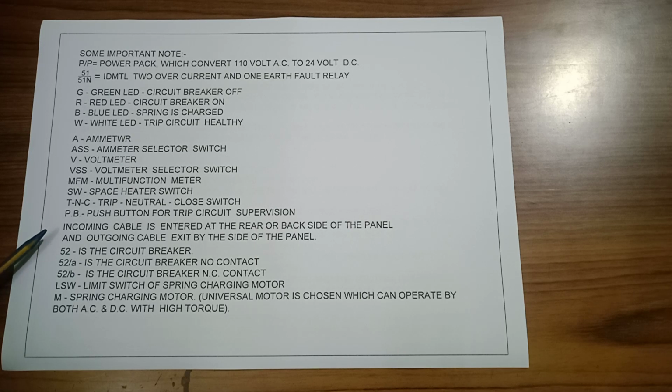incoming cable enters at the rear or backside of the panel and outgoing cable exits by the side of the panel. 52 is the circuit breaker. 52A is the circuit breaker NO contact. 52B is the circuit breaker NC contact. LSW is the limit switch of the spring charging motor. M is the spring charging motor; a universal motor is chosen, which can operate on both AC and DC with high torque. Okay, next.